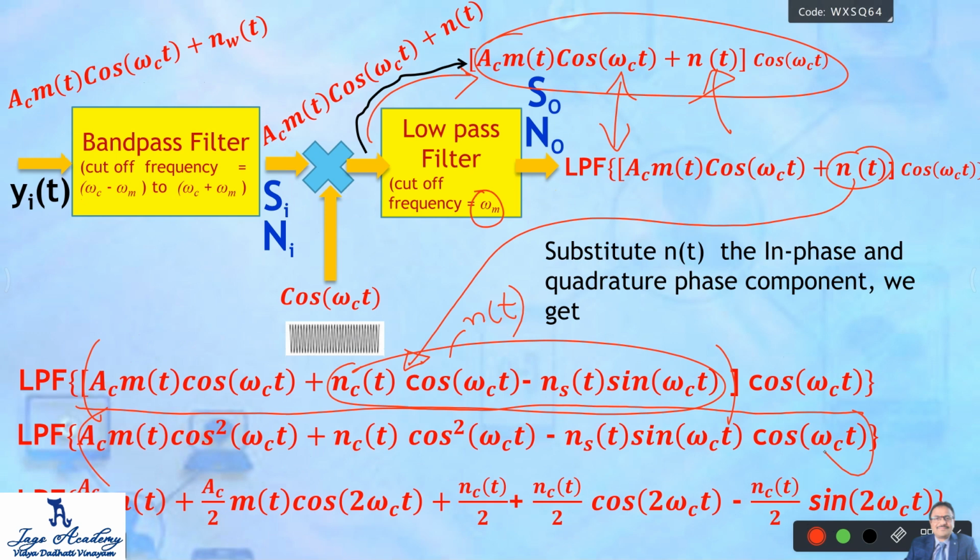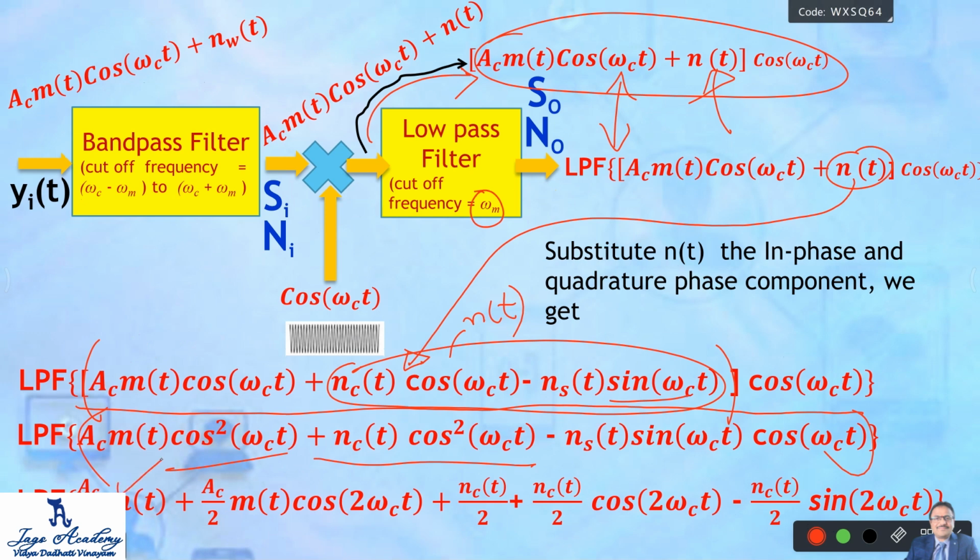Okay. Multiply first. This will become cos square omega ct. This will become once again cos square omega ct. This will become n of t sin omega ct into cos omega ct. Trigonometry, right? Cos square theta is equal to (1 plus cos 2 theta) divided by 2. So you get this. You get this.